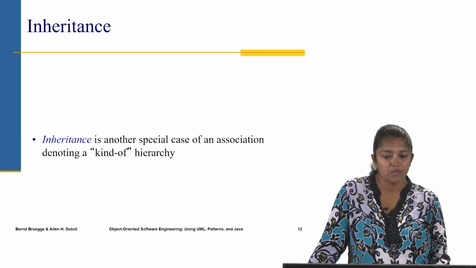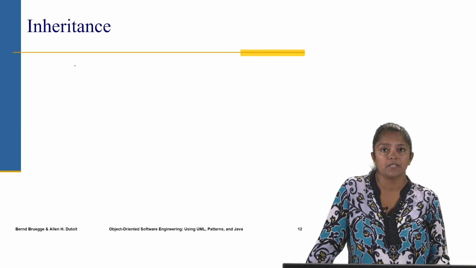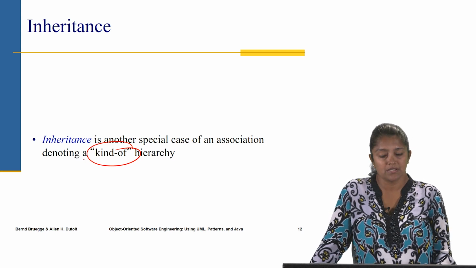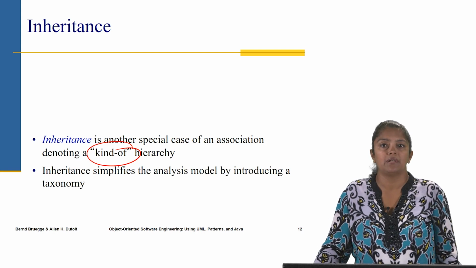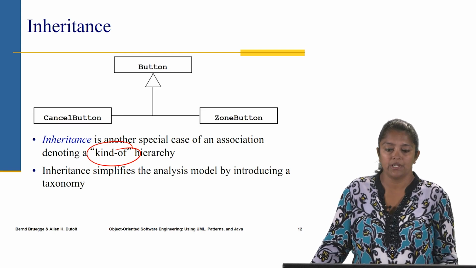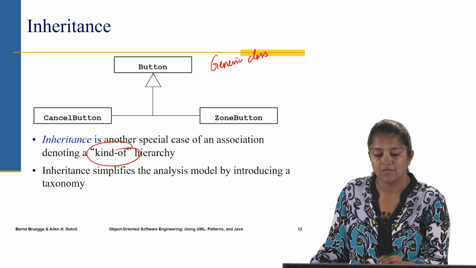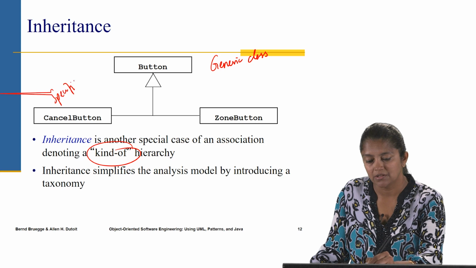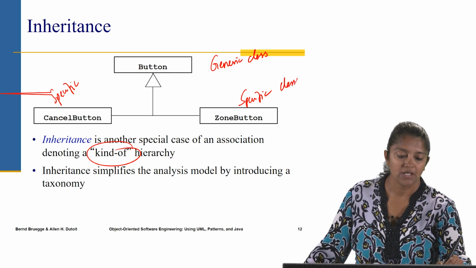Another type of association is inheritance. Now, aggregation consists of hierarchy. Inheritance is also a kind of hierarchy. It's a special case, again another special case of our generic association. The idea is to introduce some kind of a taxonomy. An example would be a button, which is a more generic class, and then we have different types of buttons. Cancel button is one kind, zone button is another kind. So these are more specific classes.